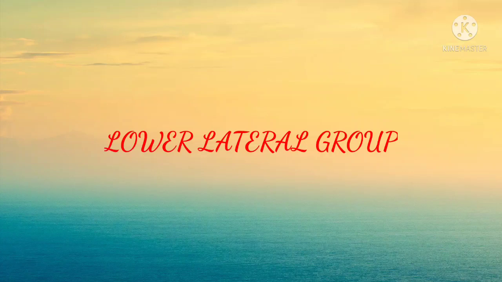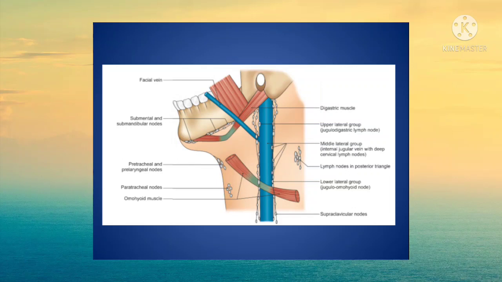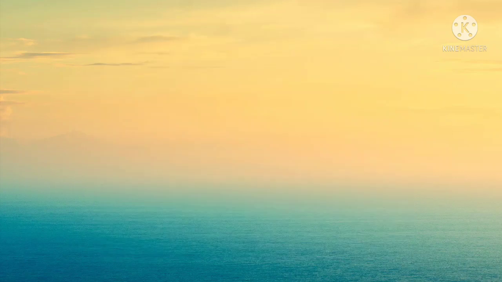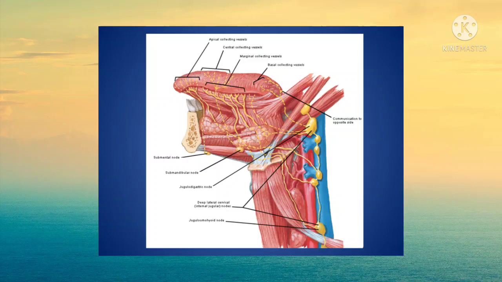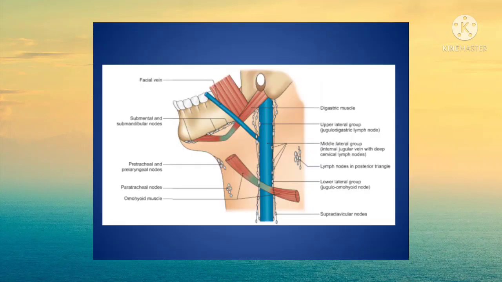Next, the lower lateral group. This group is otherwise called the jugulo-omohyoid nodes. This lies on the internal jugular vein just above the intermediate tendon of omohyoid. They receive afferents directly from the tongue and indirectly through the submental, submandibular and upper deep cervical nodes. The jugulo-omohyoid nodes form the principal lymph nodes of the tongue.